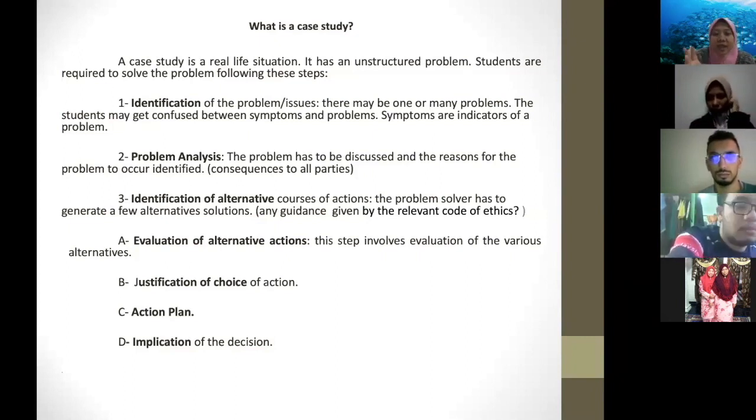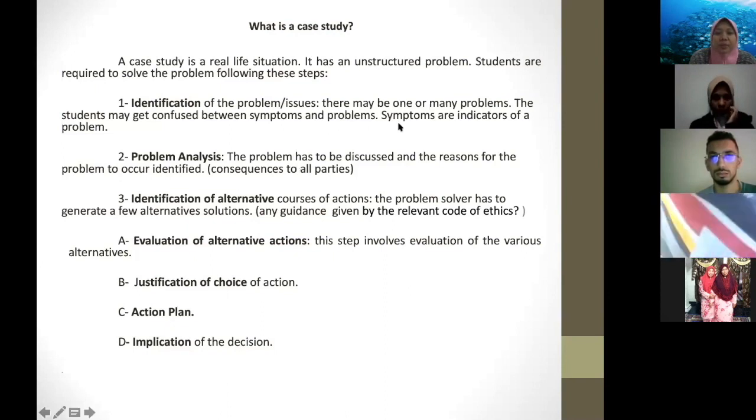You just need to analyze, understand from your perspective, and try to convince the examiner, me, that you have solid ground for your answer. So number one is identification of the problems or issues. If there are 5 problems, write down 1, 2, 3, 4, 5.